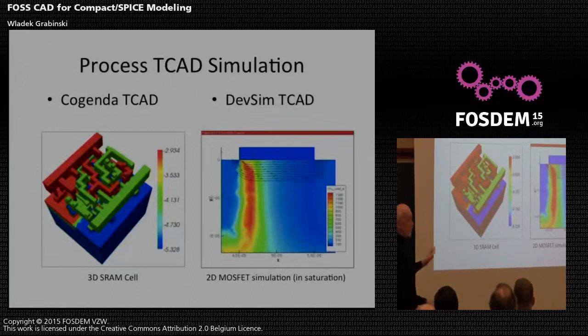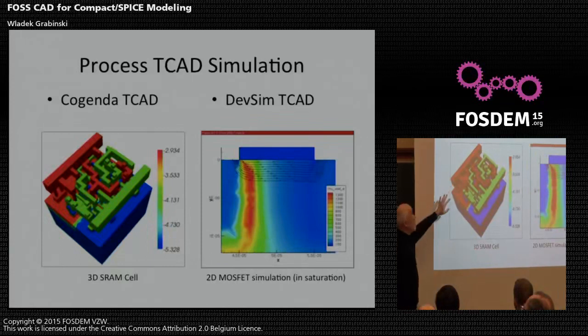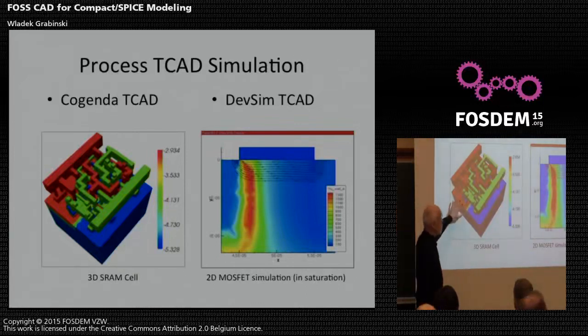Process simulation. Again, we cannot fabricate. It's quite complex, but we can support device development, technology optimization. This is an example of 3D simulation of an SRAM cell using Cogenda TCAD tools. It's free GPL software. You can do quite complex, sophisticated simulations.